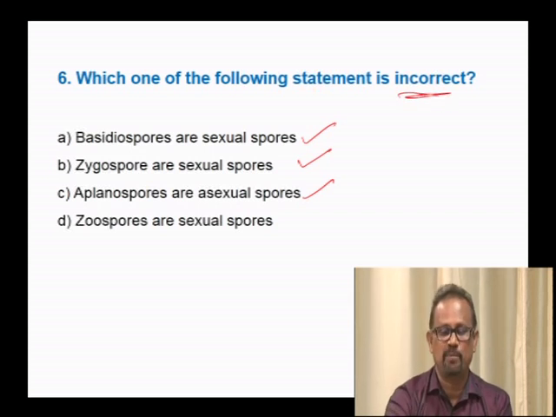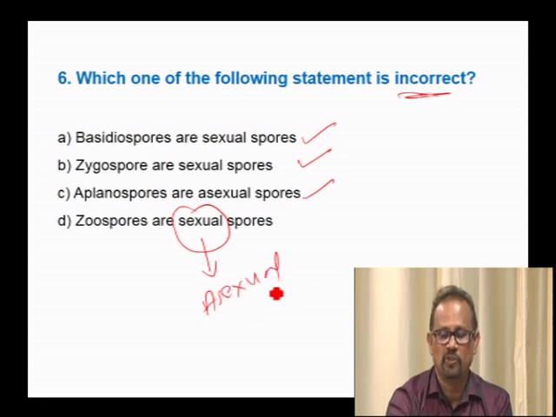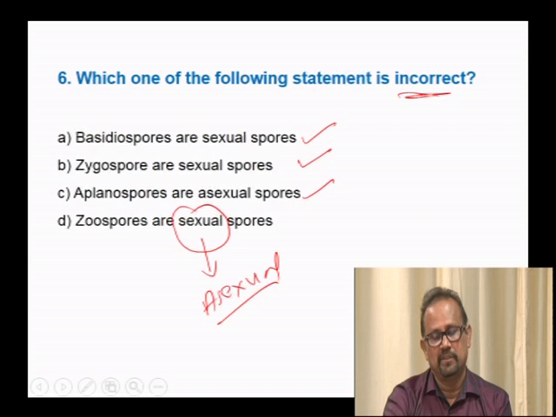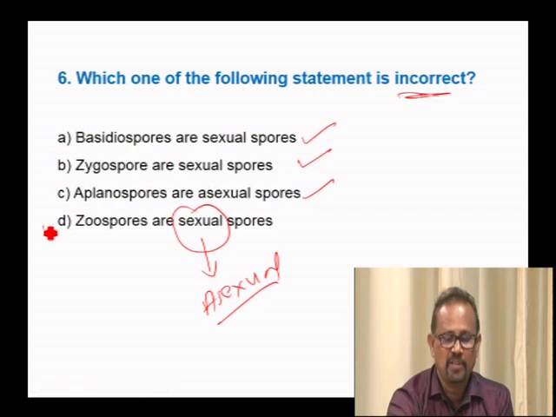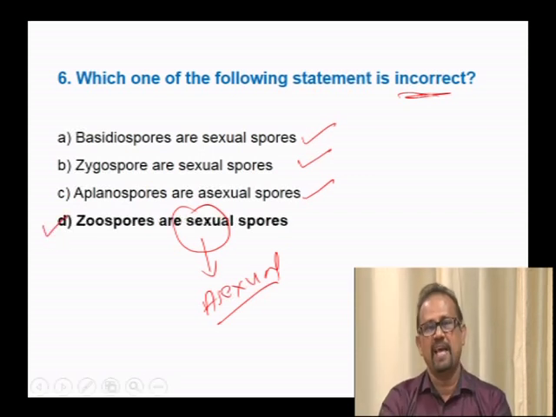The incorrect statement is: zoospores are sexual spores. Actually, these are not sexual spores. These are asexual spores found in algae. So, they are asexual spores, zoospores. Therefore, with respect to the above question, the answer is D. So, D is the answer. We shall move on to the next question.